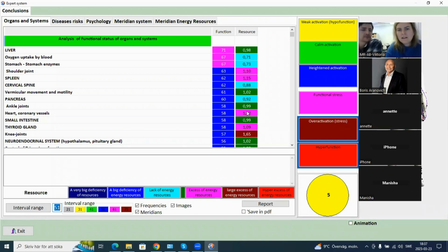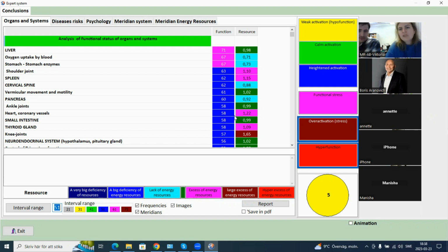Here, for example, oxygen uptake. It's also in functional stress, but the resource is not enough. So it would take extra to correct the system, but it's not enough anymore. So it's a lack of energy, of resource.